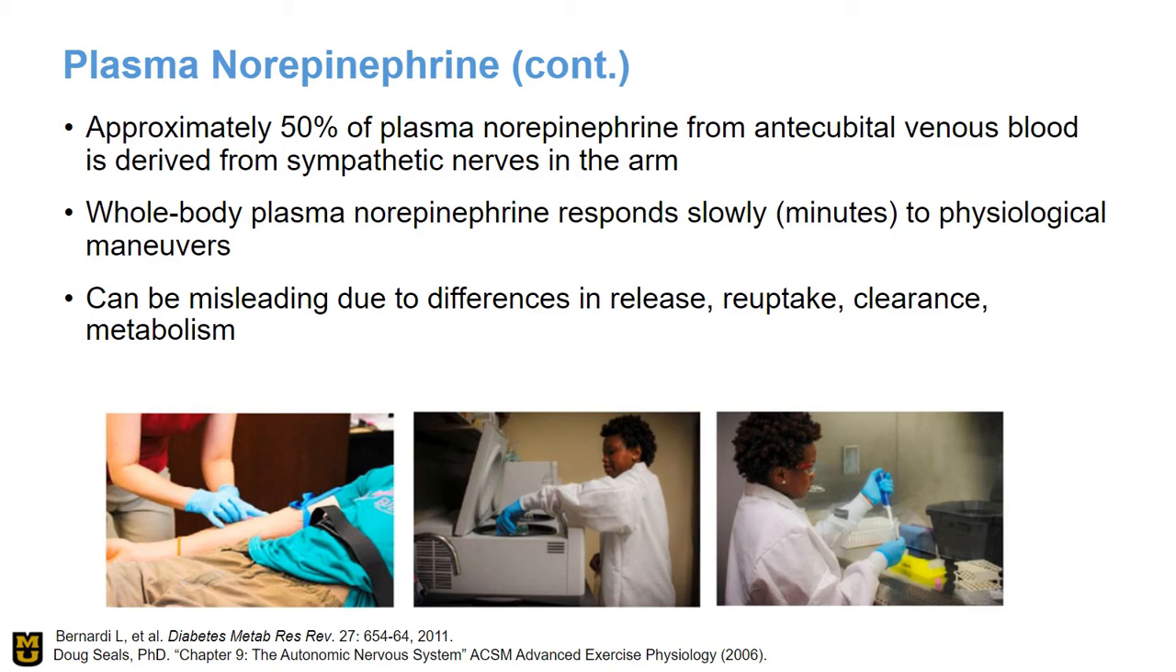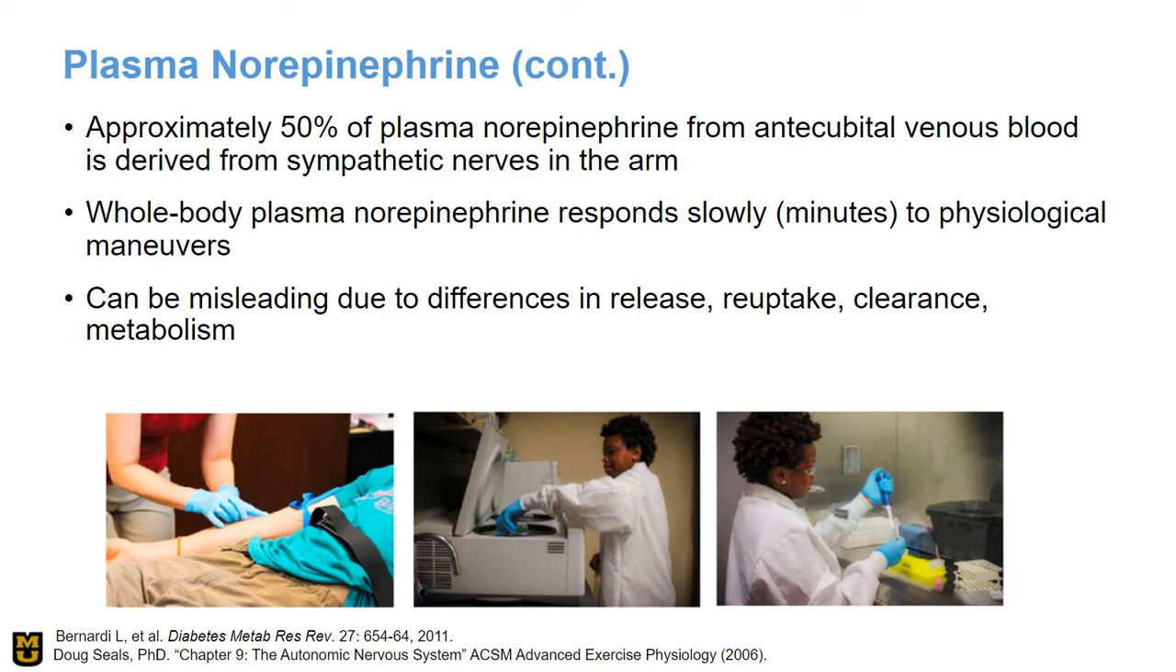The other thing is whole body plasma norepinephrine responds really slowly to physiological maneuvers. That's one reason why you're going to want to have your participants rest a while before you do your measures. It's the other reason why it might not work well if you want to know, for example, the sympathetic response to an apnea. Someone holding their breath might hold their breath for 20, 30 seconds. If you expect to see an immediate, measurable change in plasma norepinephrine with that apnea, it may not happen because this is going to be a very slow response.